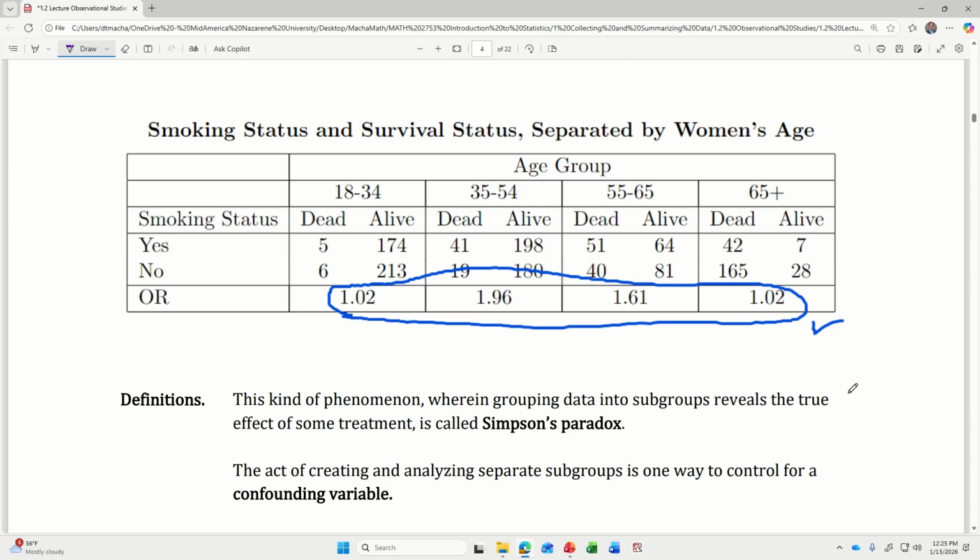So what happened? The only way this happens is if the smoking group had younger participants than the non-smoking group. So if you recruit a bunch of old people to be your non-smokers and a bunch of young people to be your smokers, the old people are going to die at higher rates than the young people. This is called a confounding variable.